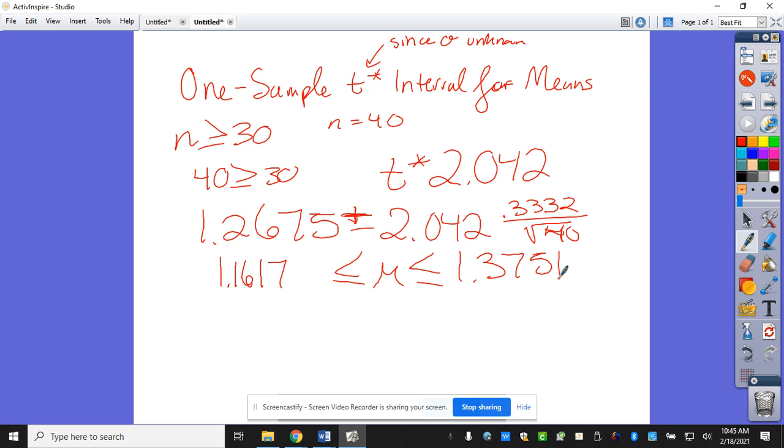And y'all might do better than me. What are our units for this? Grams per mile. So your conclude would start with: we're 95% confident that mu, the true mean amount of nitrous oxide emitted by light duty engines of this type, falls between 1.1617 grams per mile and 1.3751 grams per mile.